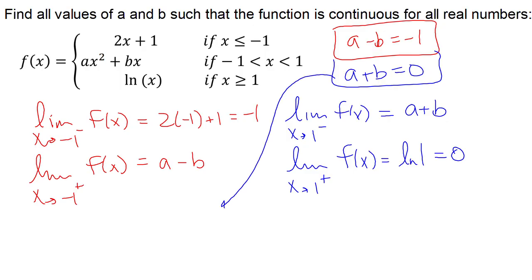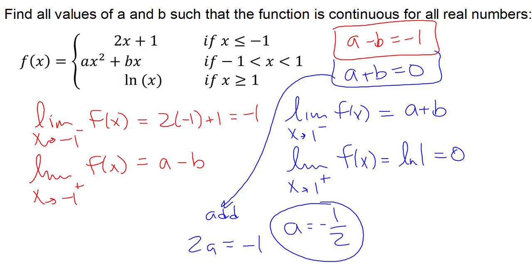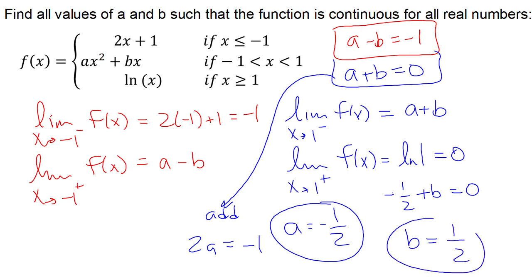If I add those together, a plus a is 2a, -b plus b cancels out, and -1 plus 0 is -1. So we get a is equal to -1/2. And if a is -1/2, well, we know that a plus b needs to equal 0, so b must just be 1/2.